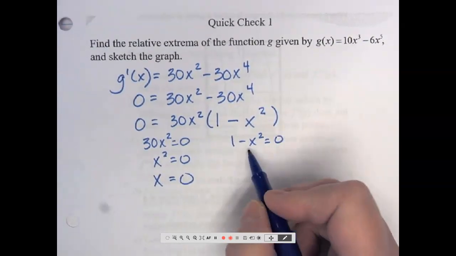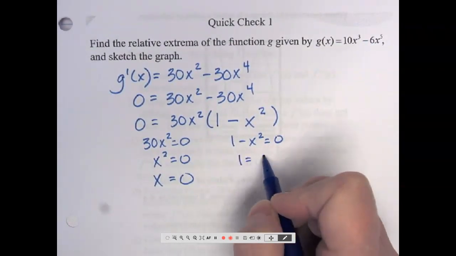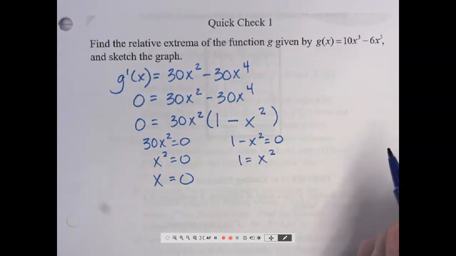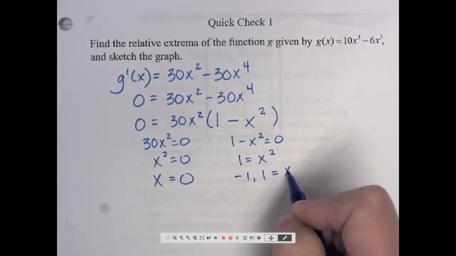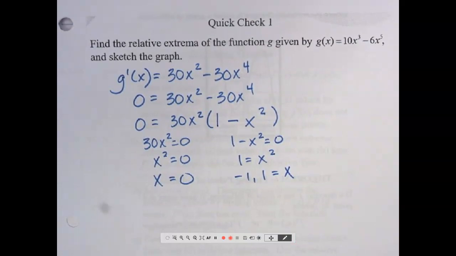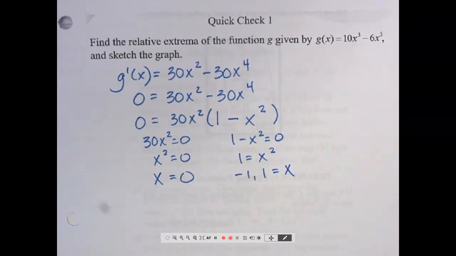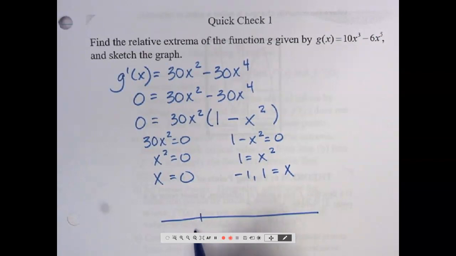Okay, over here, I'm going to add x squared to both sides. And I'm going to square root and get what? 1 and negative 1. Because I have to do the plus or minus. Okay, so that's three different values where the derivative is 0. So I'm going to set up my sign chart. I have negative 1, 0, and 1.